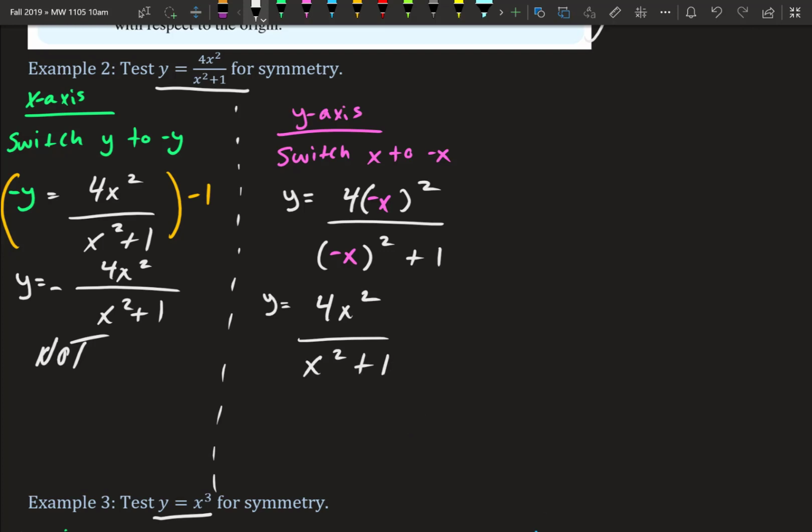Now let's compare it. Is it the same as the original? It totally is. So let's say that, yes, it is. Sweet. It matches. Move on. Remember, we have to test all three.